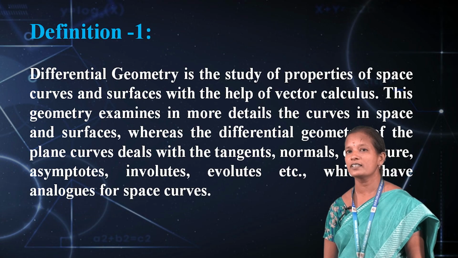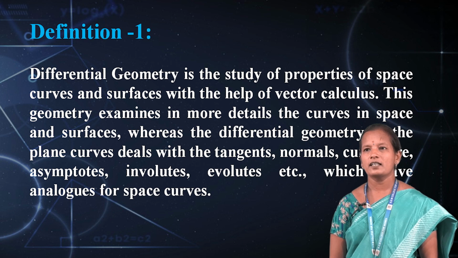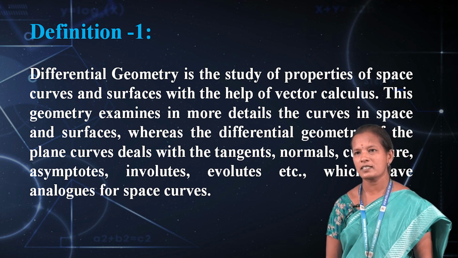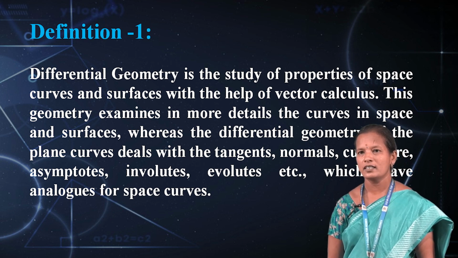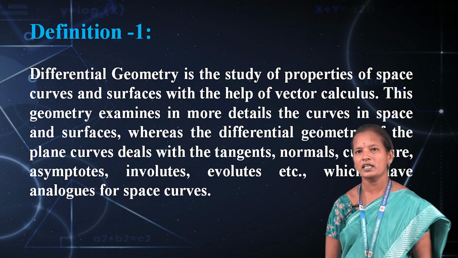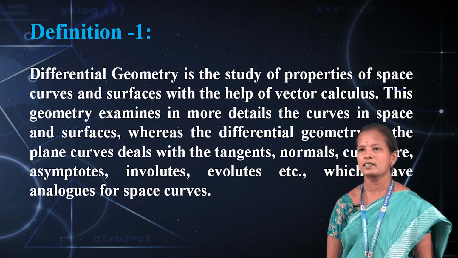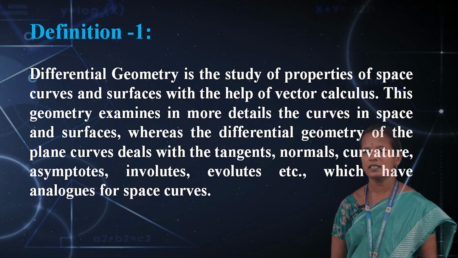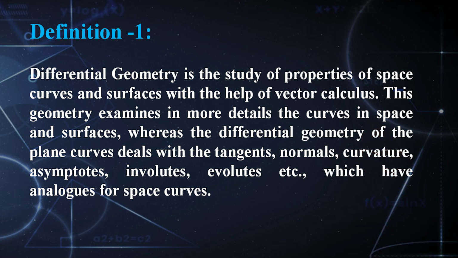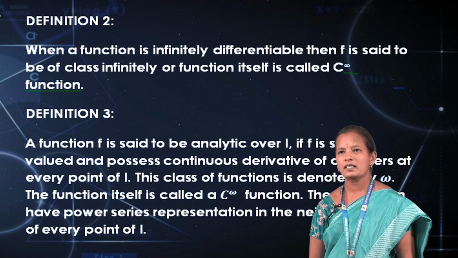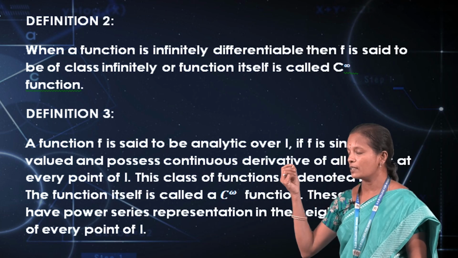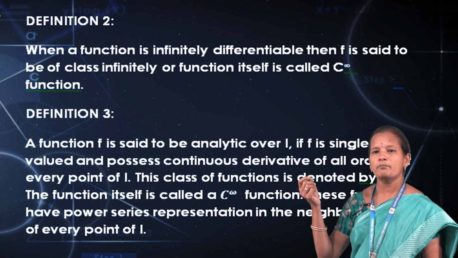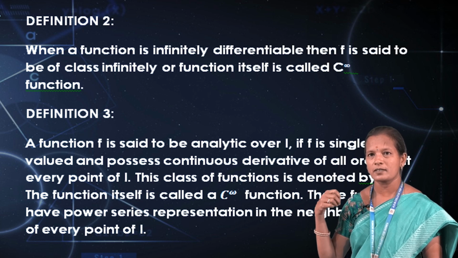So let us go for the definitions. Differential geometry is the study of properties of space curves and surfaces with the help of vector calculus. This geometry examines in more detail the curves in space and surfaces. Whereas the differential geometry of plane curves deals with tangents, normals, curvature, asymptotes, involutes, evolutes, etc., which are analyzed for space curves.